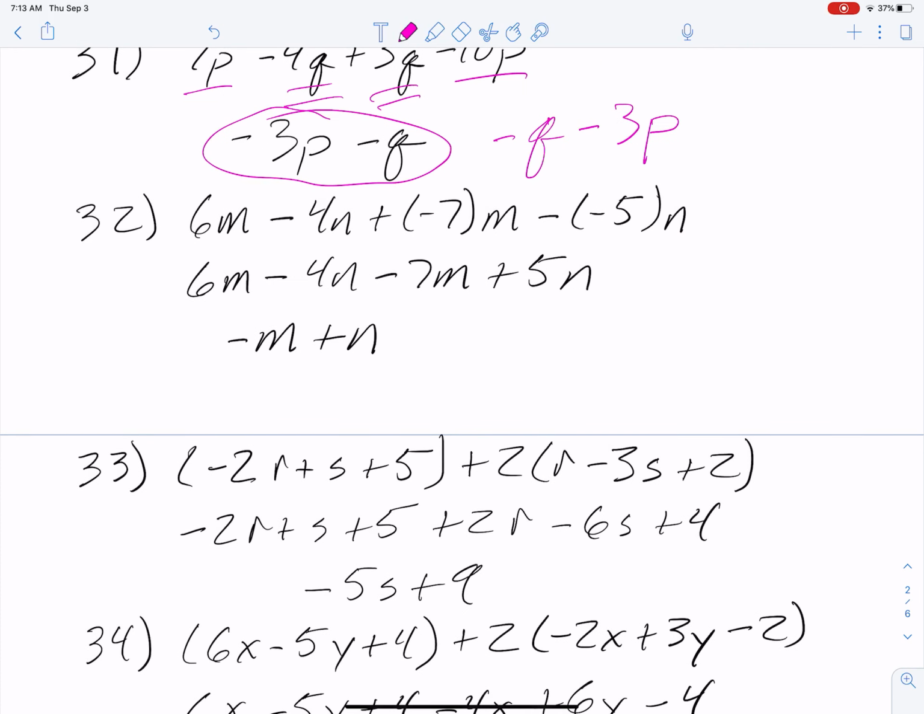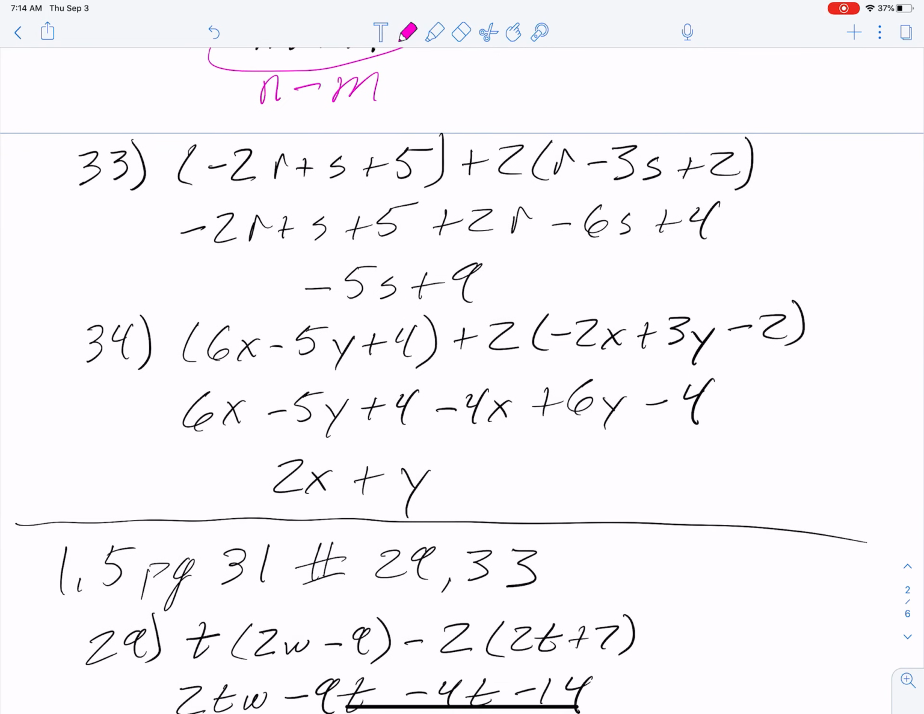So 32, I've got just 1 or 2 little pieces of work. I've got to take care of my addition of the subtraction, my subtraction of the negative, and then I look for my like terms. So my 6m, my 7m, my 4n, and my 5n. 6m minus 7m gets me -m. -4n plus 5n gets me +n. And again, if you rewrote it, that would be all right.